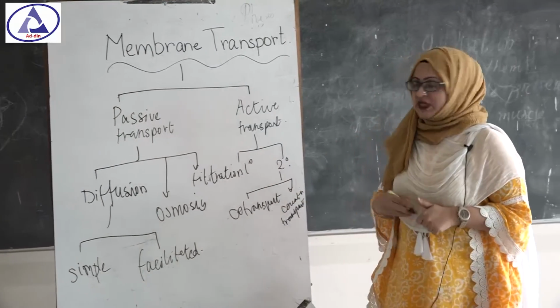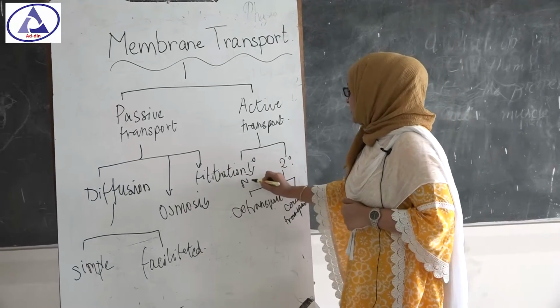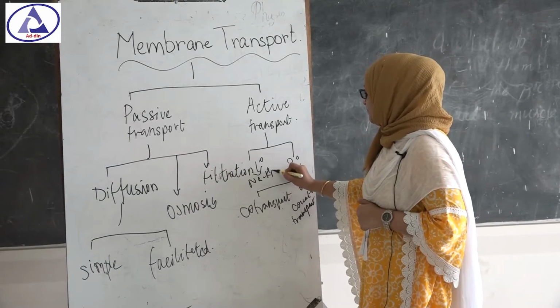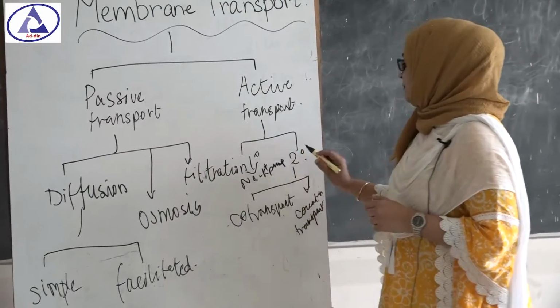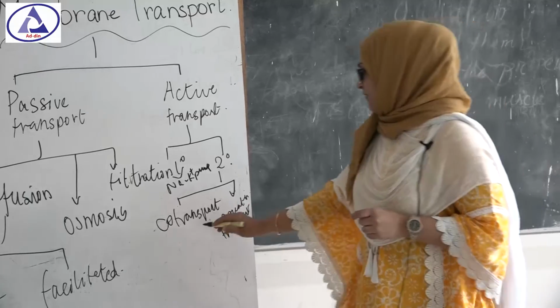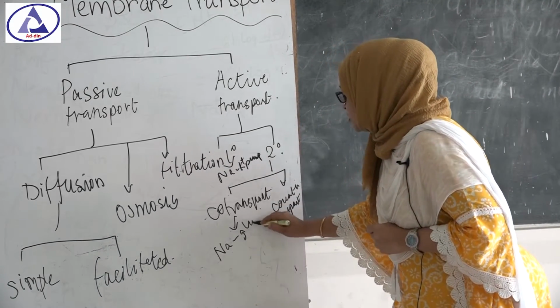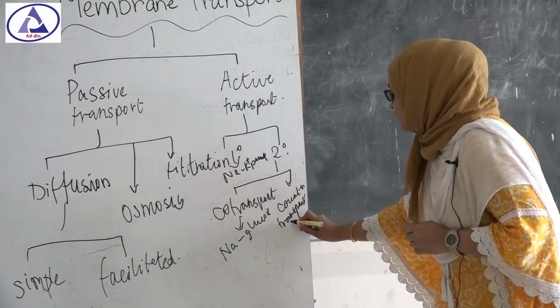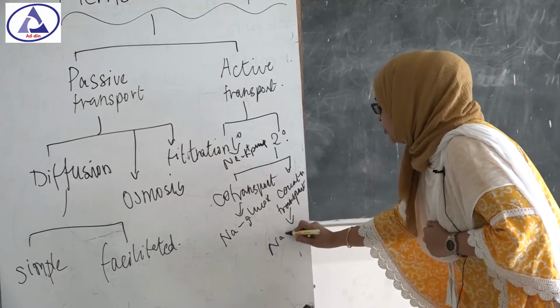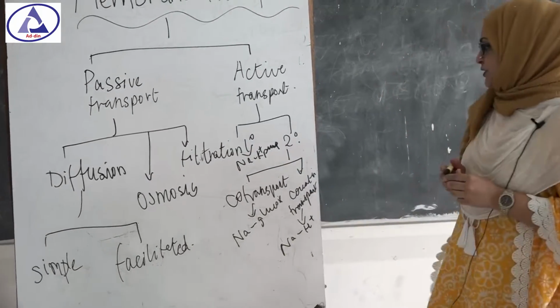In primary active transport, the example is the sodium-potassium pump. And the example of secondary active transport for co-transport is sodium-glucose transport. And in case of counter-transport, it is sodium-hydrogen transport.